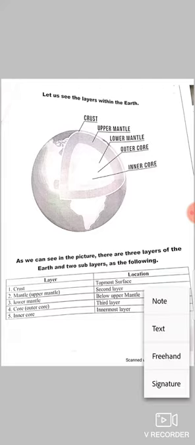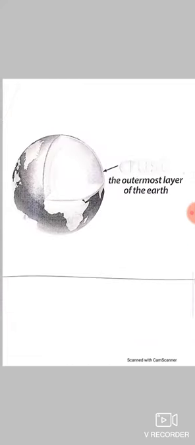Let's see the layers within earth. The first one, the uppermost layer, is known as the crust. Then there is the upper mantle, then the lower mantle, then the outer core and inner core. Actually there are three important layers: crust, mantle and core, and these are the sub layers. So as we can see in the picture, there are three layers of the earth and two sub layers. The first one is the crust, which is the topmost surface, the mantle is the second layer, with the lower mantle below the upper mantle, and the core, which is the outer core, is the third layer, and the inner core is the innermost layer.